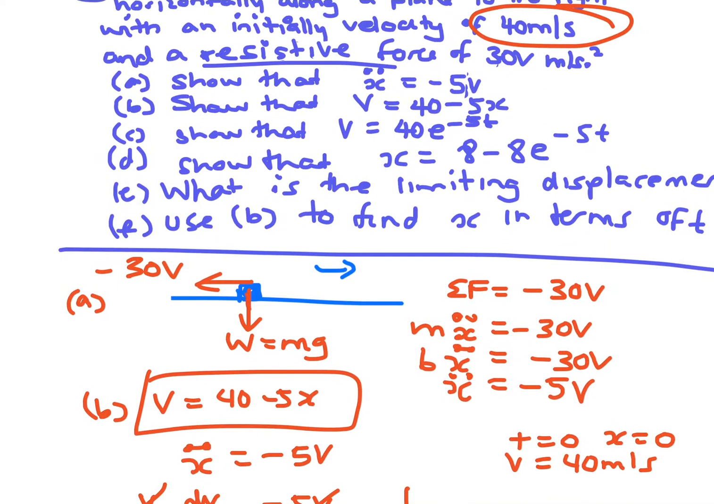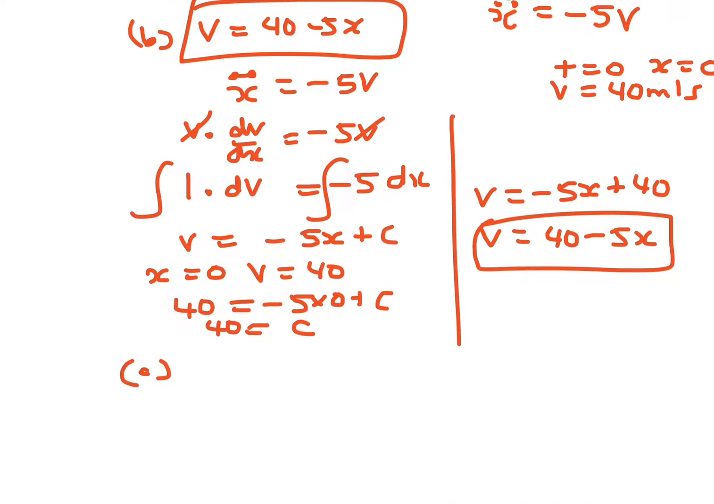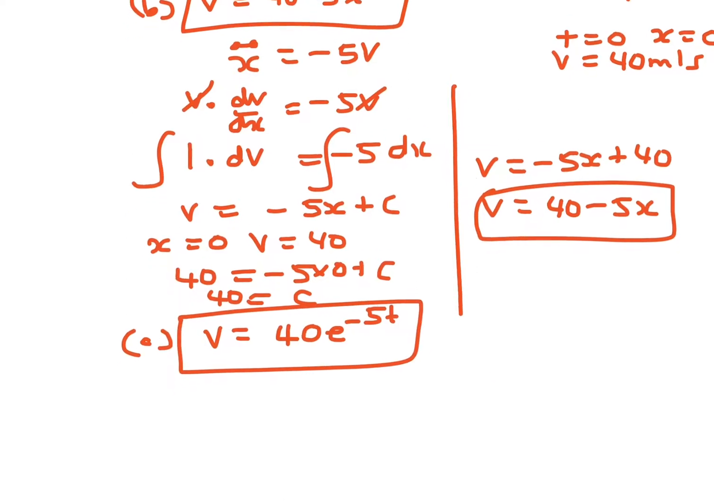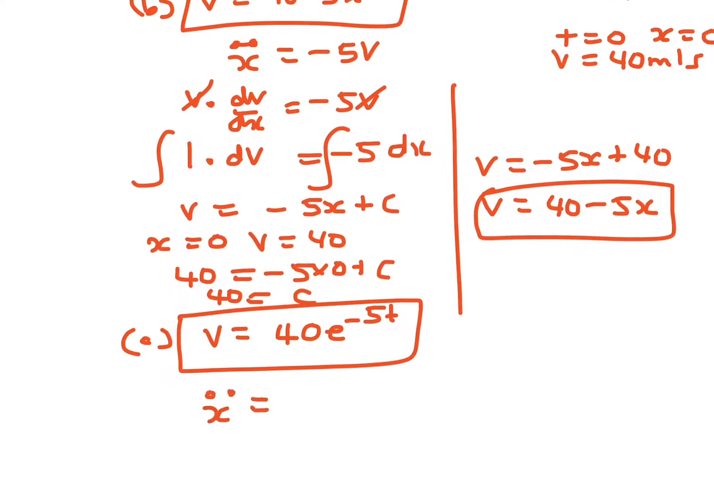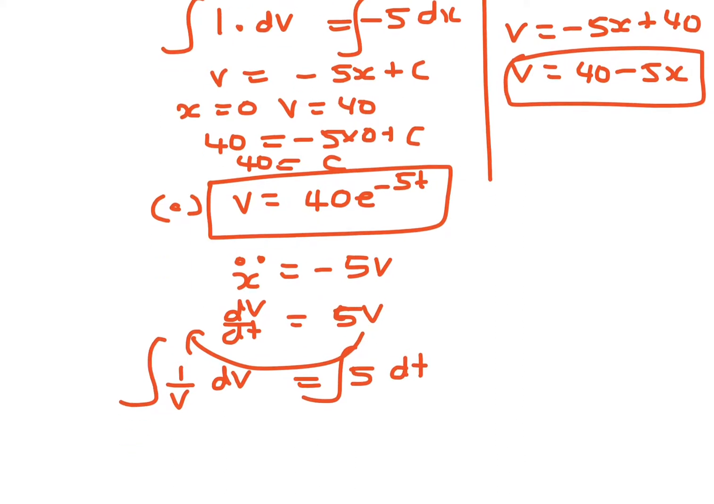Okay, now show that v equals 40e to the minus 5t. That's the prize we're after. We'll start with our acceleration. Now we want to get our velocity in terms of t, so that requires replacing the acceleration with dv on dt equals minus 5v. Group the v's together, so you've got 1 on v dv equals minus 5 dt, and simply integrate both sides.